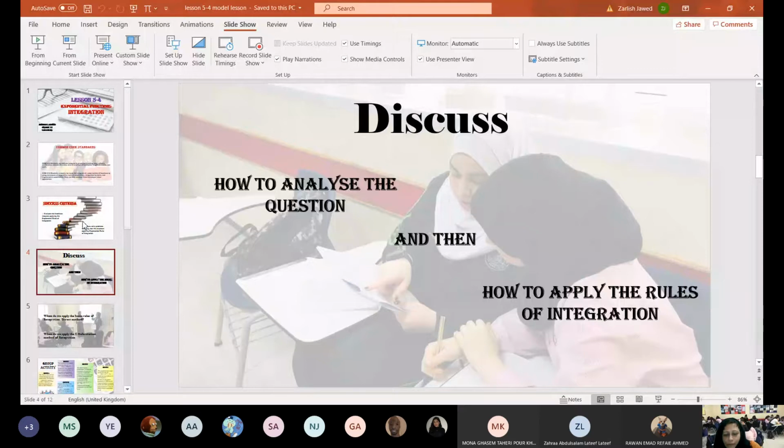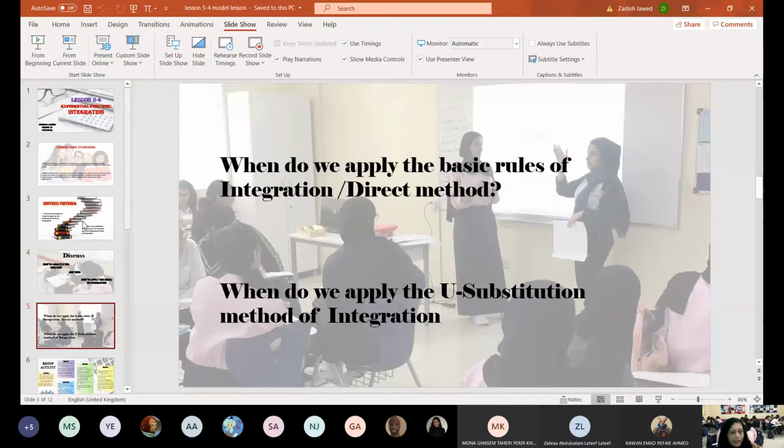So first of all, can anyone show me when we apply the basic rules of integration, or the direct method? Anybody can help me in sorting out when we apply the direct method by showing us examples. Omnia, I guess you or Rivka? I can. Yeah, I can.